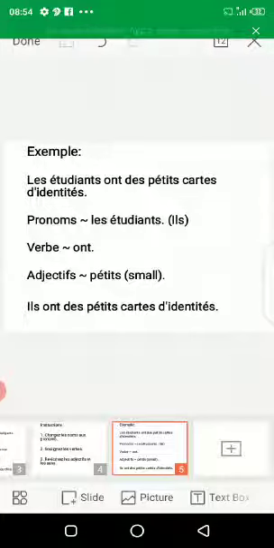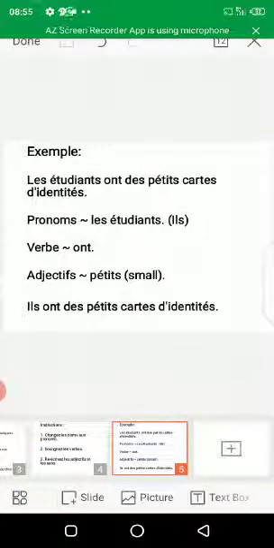Les étudiants ont des petites cartes d'identité. Qu'est-ce que cela veut dire? I'll give you carte d'identité. That's identity card. Now, les étudiants ont des petites cartes d'identité. Qu'est-ce que cela veut dire? Très bien. Good. The students have some small identity cards. Now, to this sentence, I'm going to change the noun to pronouns. I'm going to underline the verb and I'm going to write out the adjective in the sentence with the meaning.